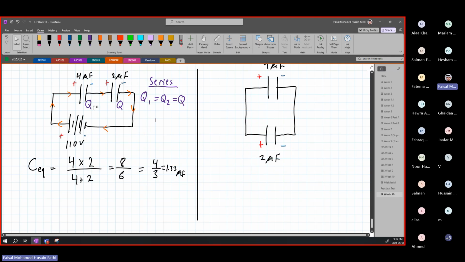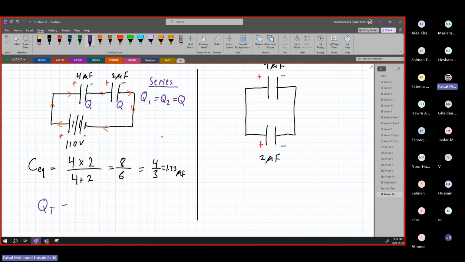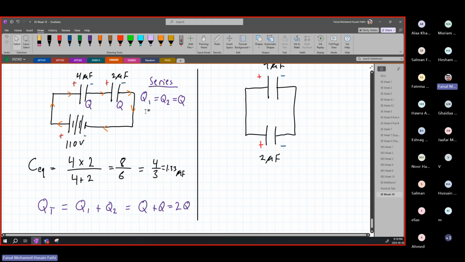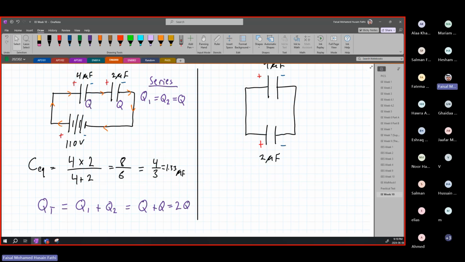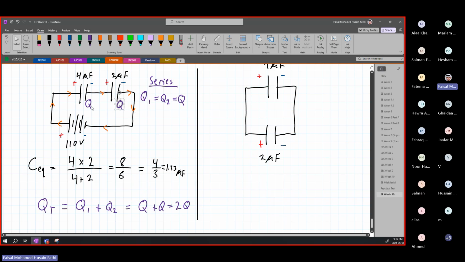Now, if you want to find your Q, before even that, if you want to find your total Q, Q total is going to be equal to Q1 plus Q2, or in other words, it is equal to Q plus Q, and it is 2 times Q. This is how it is when it comes to a series connection. Your total Q is equal to the Q of this plus the Q of that, and the value of your charge is equal for each capacitor.